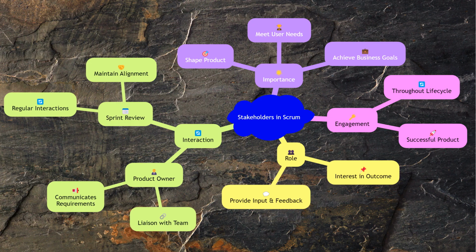The product owner acts as the primary liaison between the stakeholders and the Scrum team, ensuring that their requirements and expectations are clearly communicated. Regular interactions with stakeholders, such as during the sprint review, help maintain alignment and foster a collaborative relationship. Engaging stakeholders throughout the project lifecycle is key to delivering a successful product.